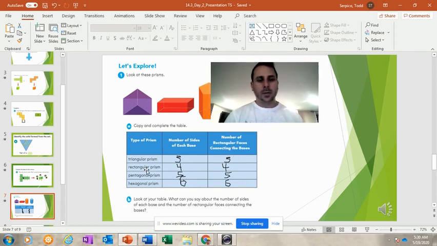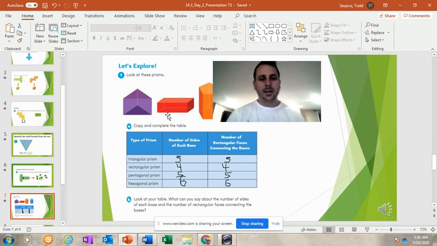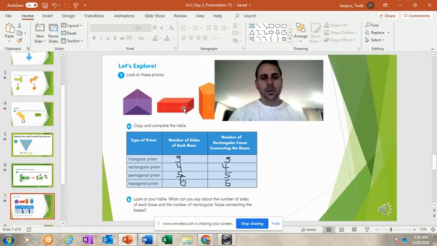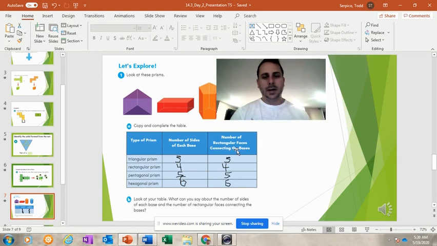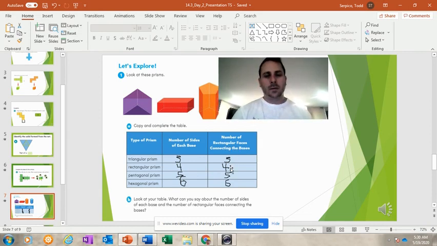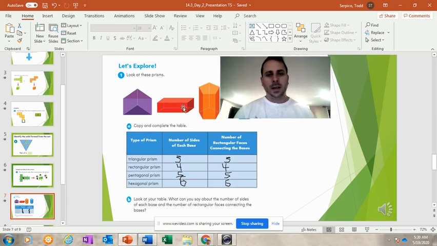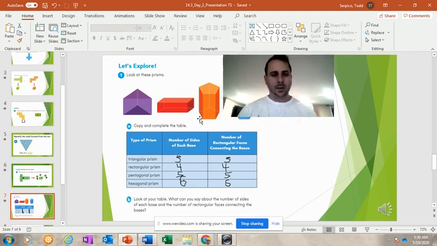In the rectangular prism, number of sides at each base, so there's 4 sides at the bases. 1, 2, 3, 4. And then the number of rectangular faces connecting the bases, there are 4. So face, face, face, face. 4 faces connecting at the bases.